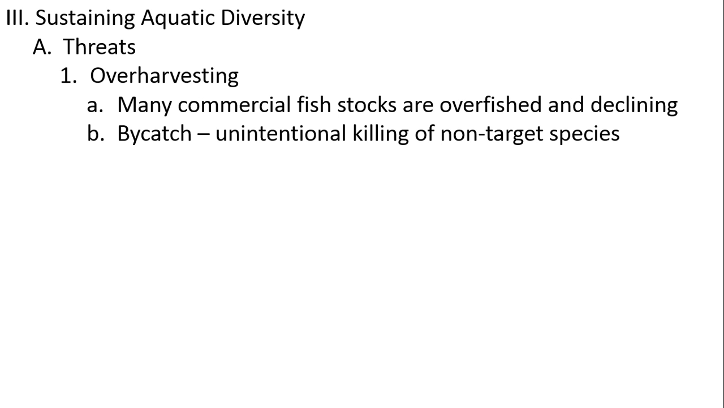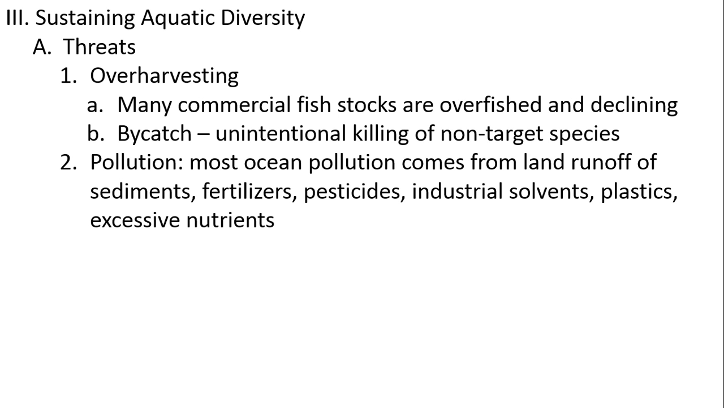One other way we overharvest many species is through bycatch, which is when a fishery that may be targeting swordfish, for example, may unintentionally kill non-target species such as tuna or dolphin or sea turtles. And this has a negative impact on biodiversity in the ocean.